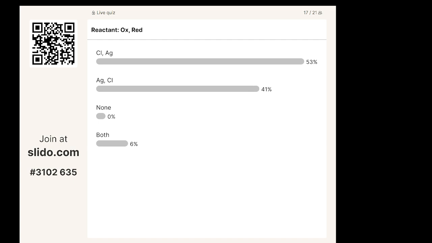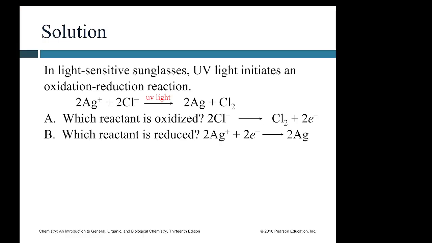Okay, so we got pretty equal, actually. There's only two species. It can't be both. Chlorine is the one that's actually oxidized. Silver is actually the one that's reduced. So again, the silver is going from a positive to a neutral. See how that doesn't have any charge up here? So that one's going from positive to neutral. It's gaining a negative charge. That means that that one's reduced.